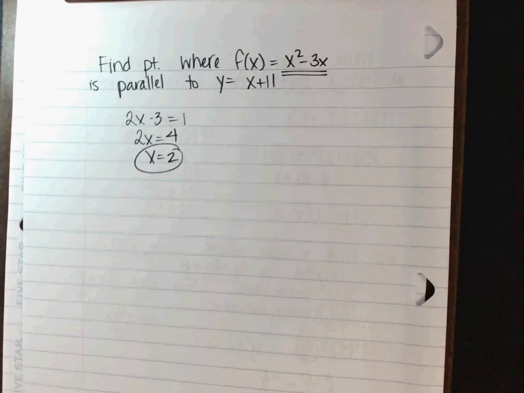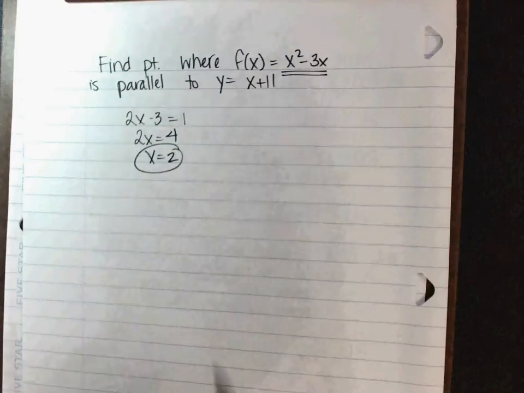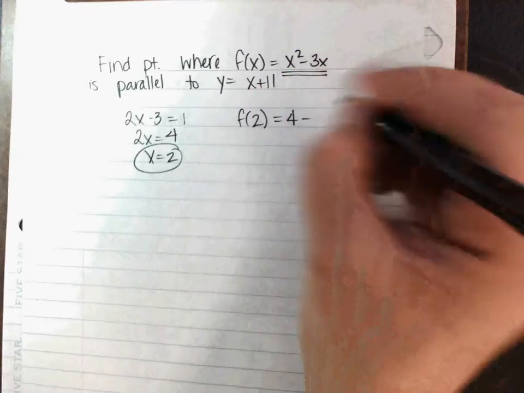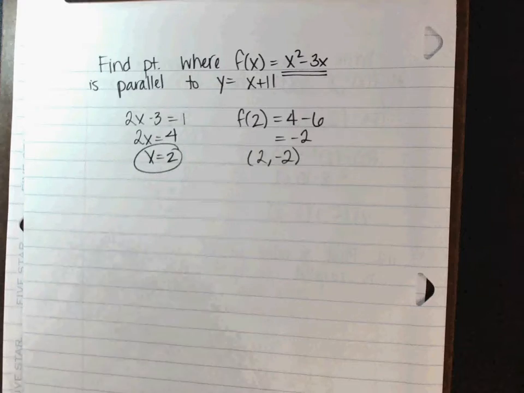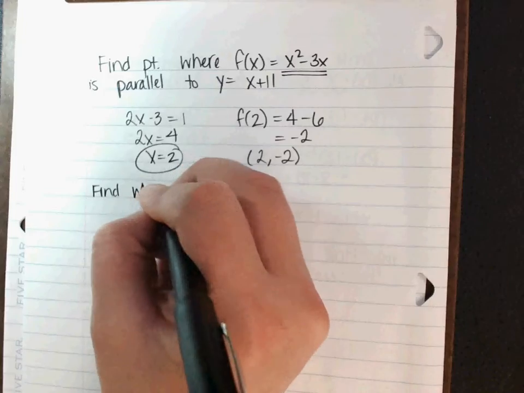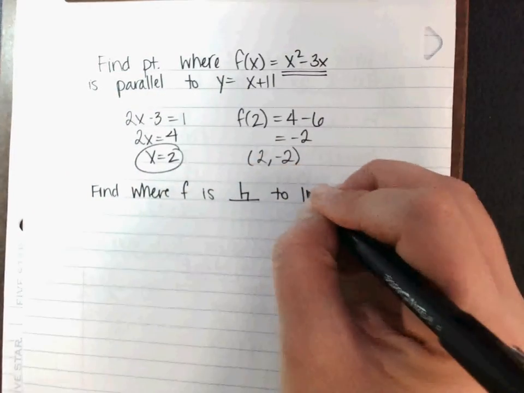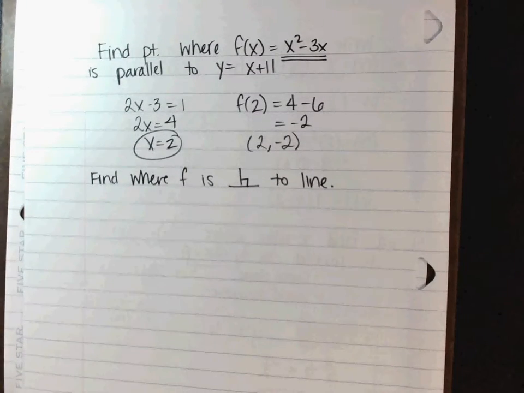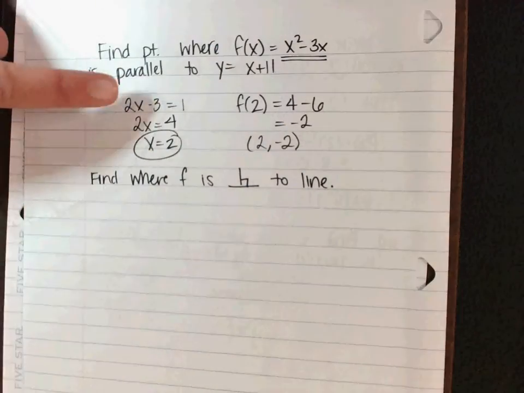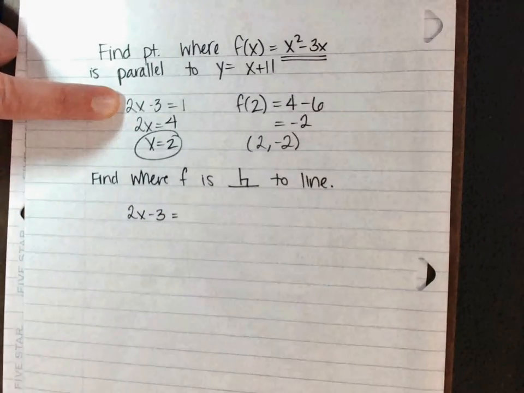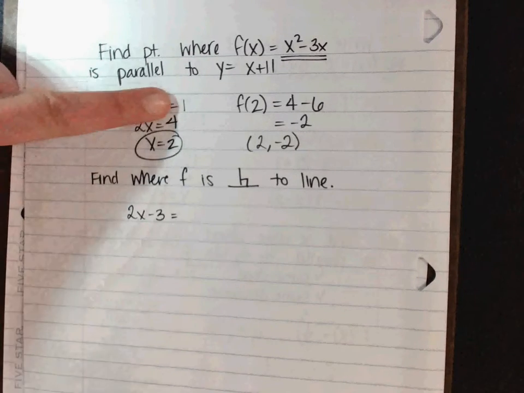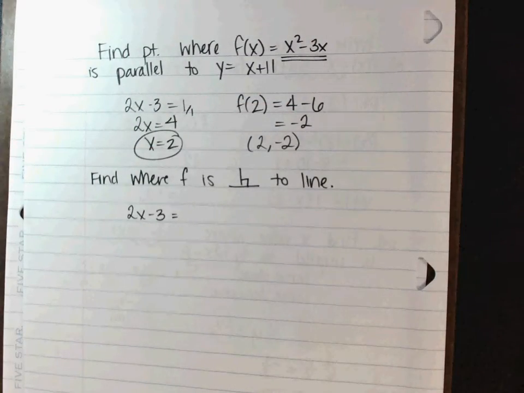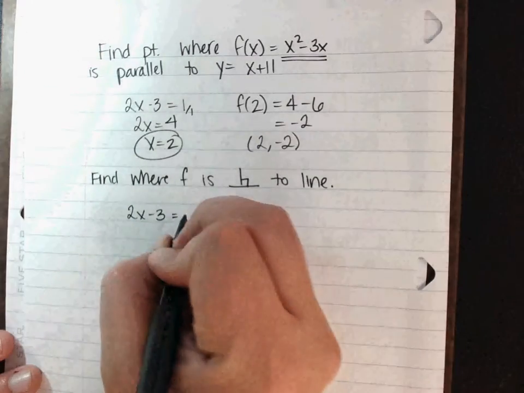Now it said find the point. Where do we get the other half of the point? The original. So you take f of 2: 4 minus 3 times 2 is 6, so negative 2. Now, same question, but we're going to find where f is perpendicular to the line. Think about what changes. F prime is still 2x minus 3. But to be perpendicular to this slope of 1, how do you change the slope? Remember, this is 1 over 1. You flip it, still 1, but you also change the sign. So it'd be negative 1.